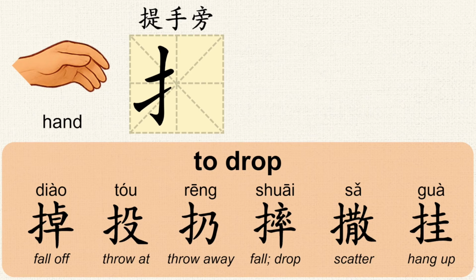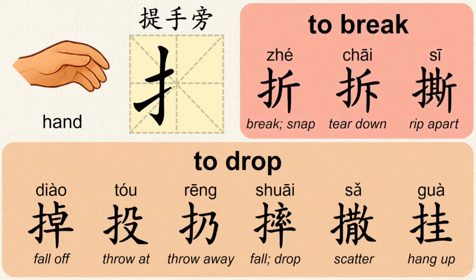But our hands also have the power to break things. For example, zhe means to break stuff apart, like snapping a pencil. Chai, which looks almost the same by the way, means to tear something down, for instance an old house. And si means to rip something apart, maybe a piece of paper.